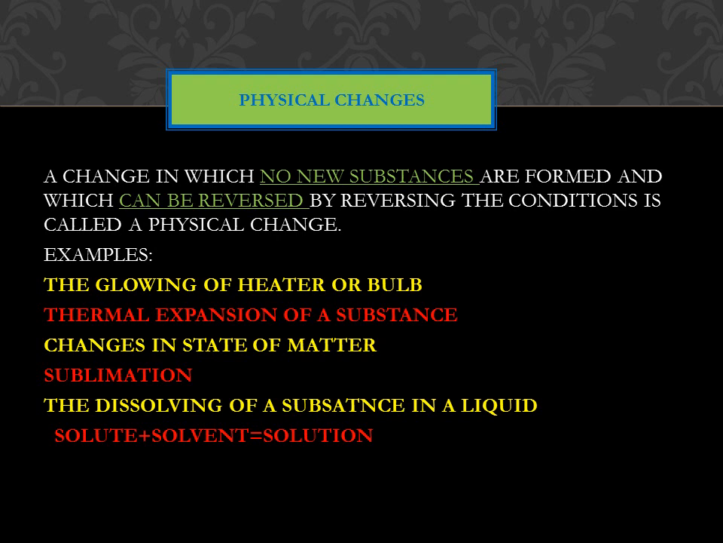Sublimation. You have already studied what sublimation is. When a solid directly vaporizes without going into the liquid state, it is called sublimation. In sublimation, a solid like ammonium chloride, naphthalene, camphor, or iodine directly forms vapors without melting. And when cooled, the vapors are directly converted into the solid. Thus, the change is a physical change. It is reversible and no new substance is formed.